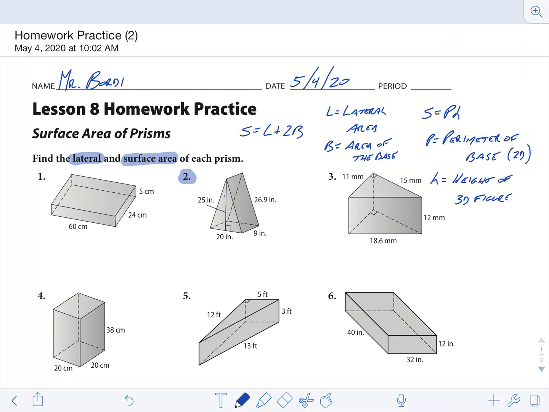I had a couple questions on figuring out the surface area of these prisms, specifically with problems like number 2, the triangular prisms. So I'm going to try to help you out here by walking through a problem. The first thing that I did was read the directions here that says I'm going to need to find the lateral and surface area of each prism.